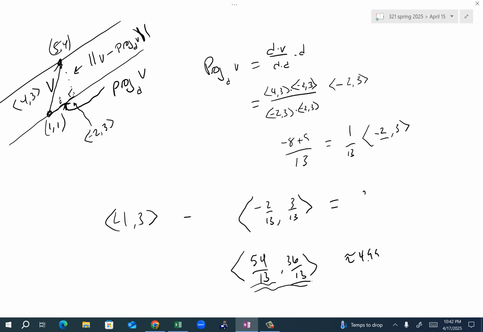The other one is the same problem, except it's in 3 dimensions. I will finish up with the other one later, the 2.4 one.